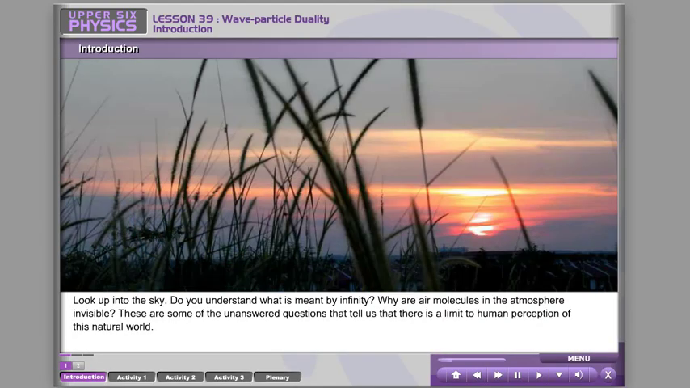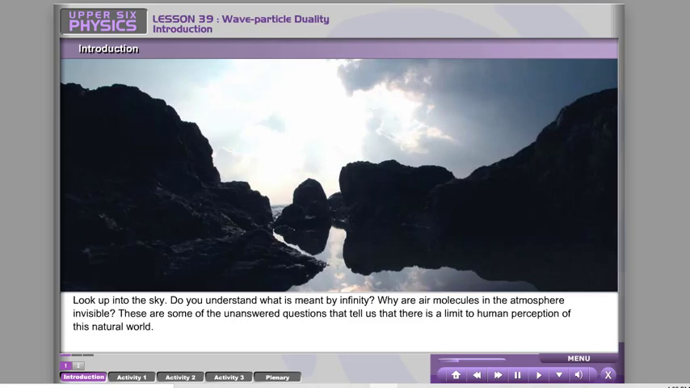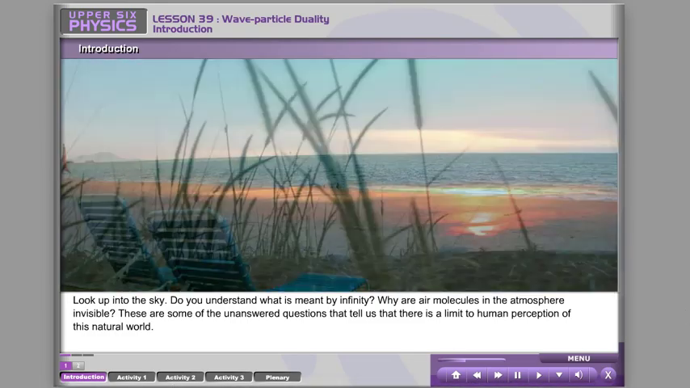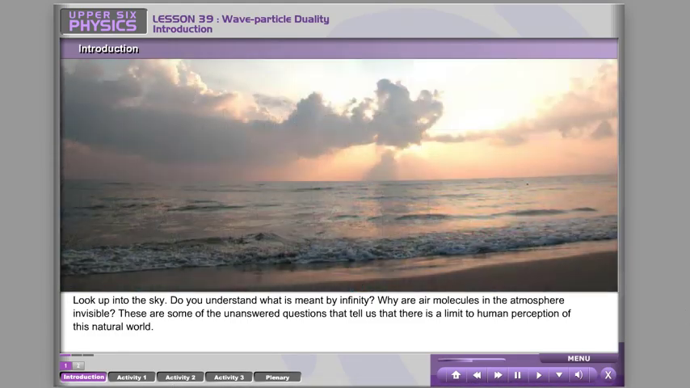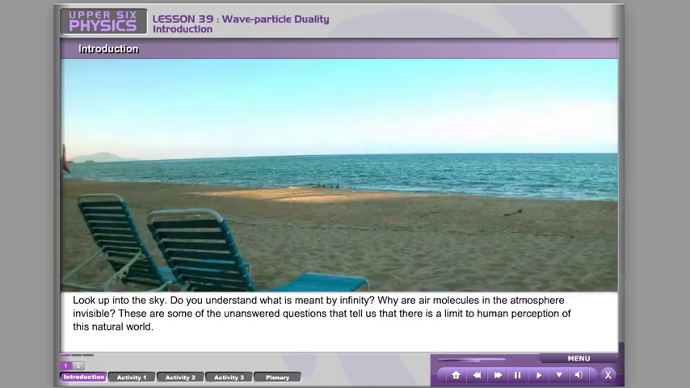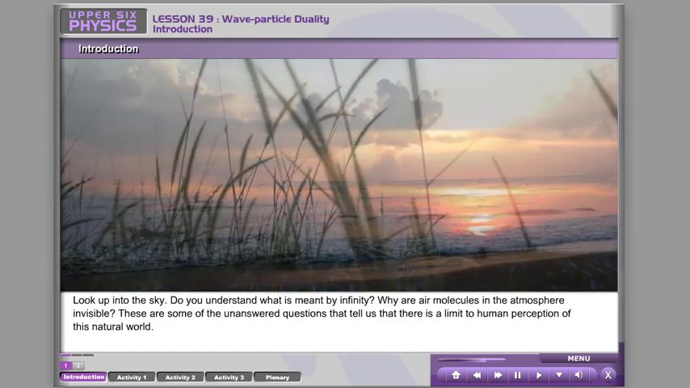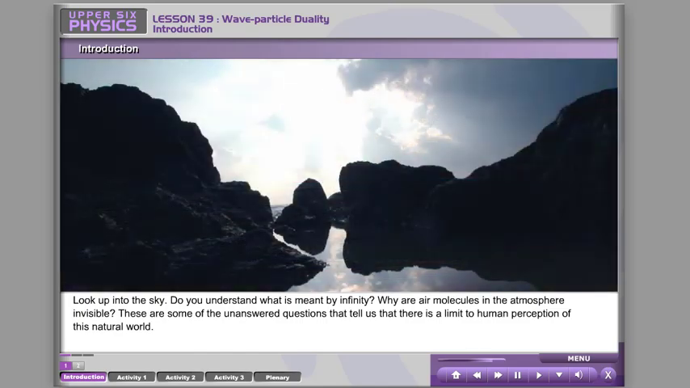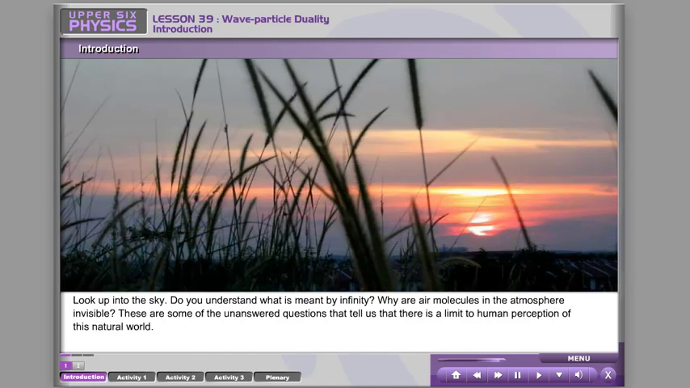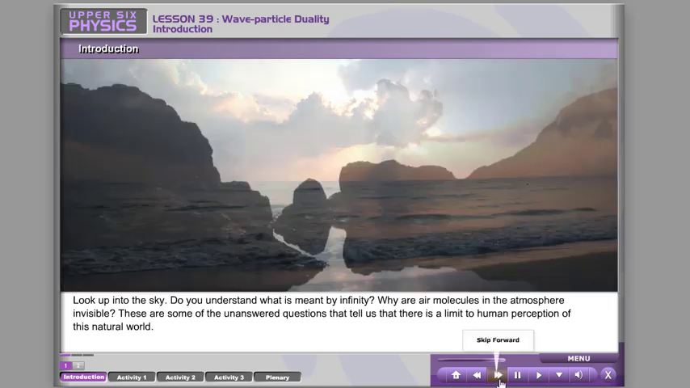Look up into the sky. Do you understand what is meant by infinity? Why are air molecules in the atmosphere invisible? These are some of the unanswered questions that tell us that there is a limit to human perception of this natural world.